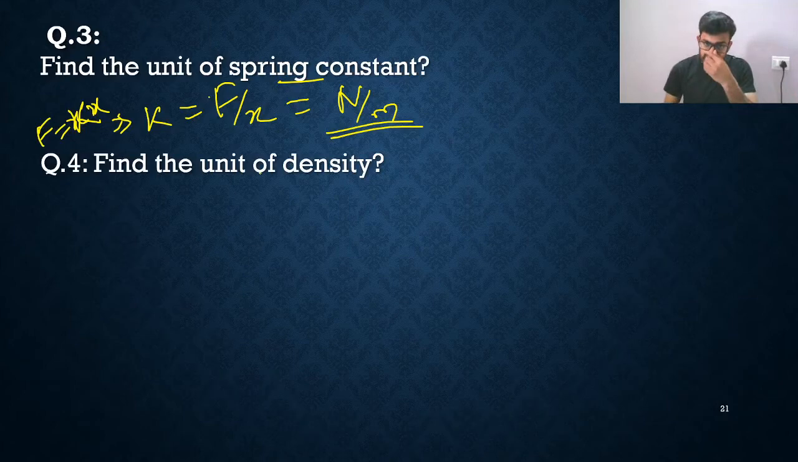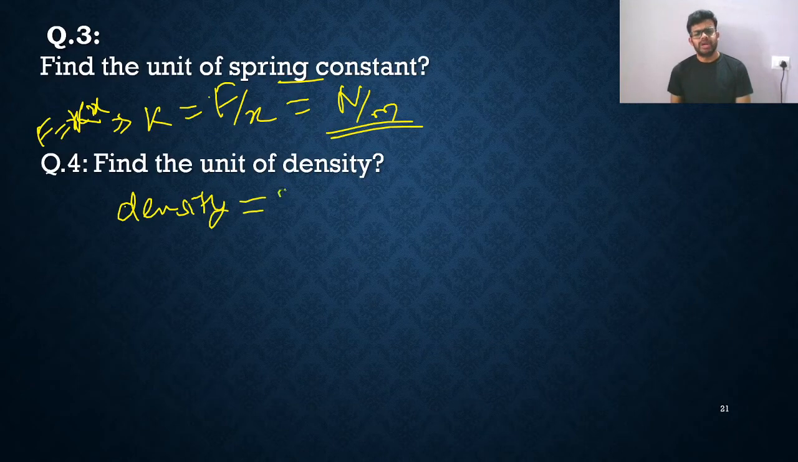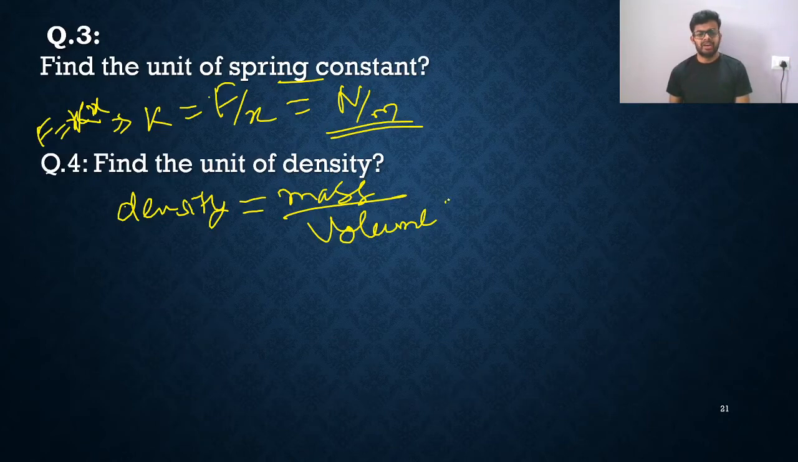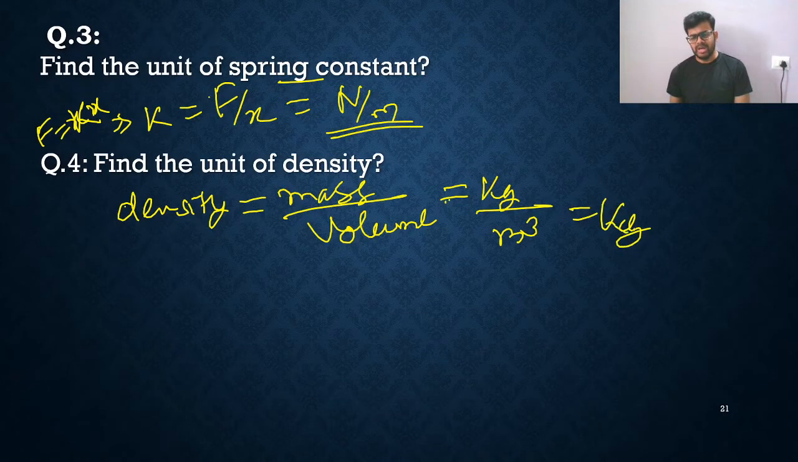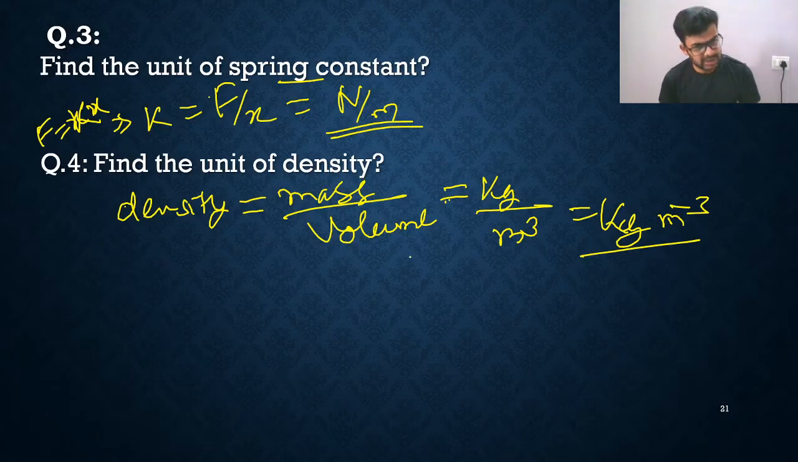Find the unit of density. So you know density is equal to mass divided by volume. You need to remember this physical formula, then only you can find the units and dimension. So mass is kg and volume is meter cube. The answer is kg per meter cube, and it can also be written like this: kg meter raised to minus 3. Okay, that's all. So this was the unit, kg per meter cube.